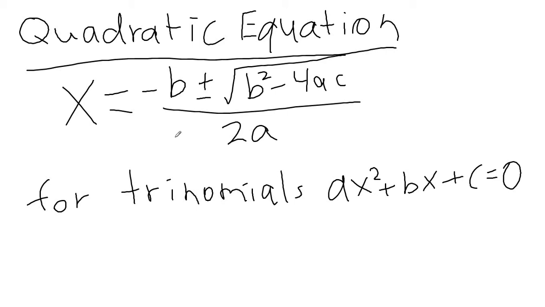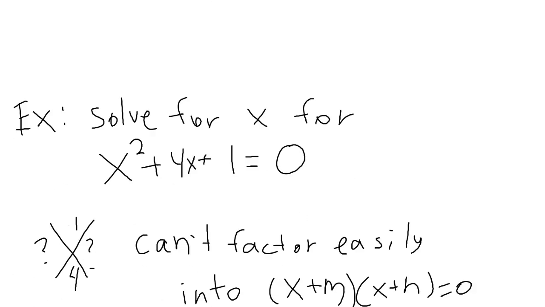So the quadratic equation states that x is equal to negative b plus or minus the square root of b squared minus 4ac over 2a. So this plus or minus just means that there's usually two solutions for solving the trinomial. So let's take a look at a couple quick examples.